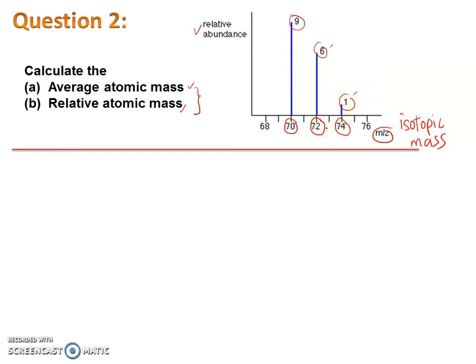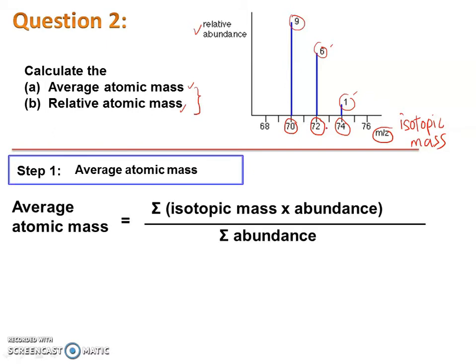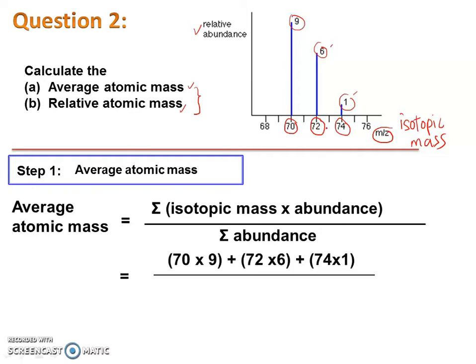To calculate the average atomic mass, come out with the formula first. Average atomic mass is the sum of isotopic mass times abundance, divided by total abundance. Now I substitute all the values, where this is the isotopic mass and this is the abundance. Now, what is the total abundance? The total abundance is 9 plus 6 plus 1. Just now I said abundance can be percent or ratio. So the answer is 71 AMU or 71 U.